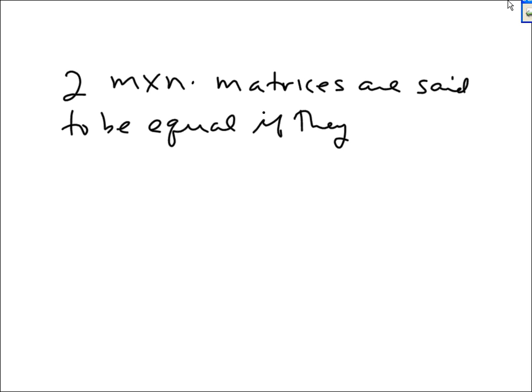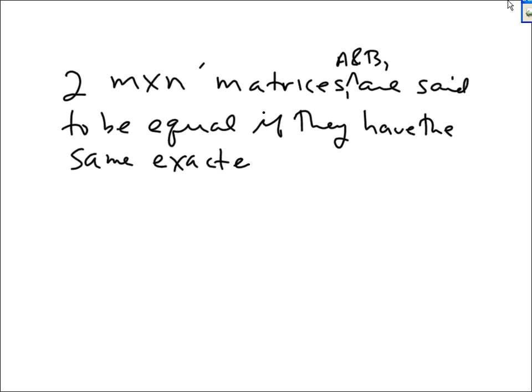How about we say two m by n matrices, A and B, are said to be equal if they have the same exact entries. That is, the first rows are the same. Remember, each row has n entries.